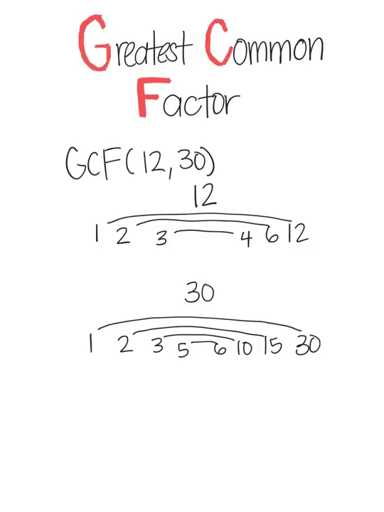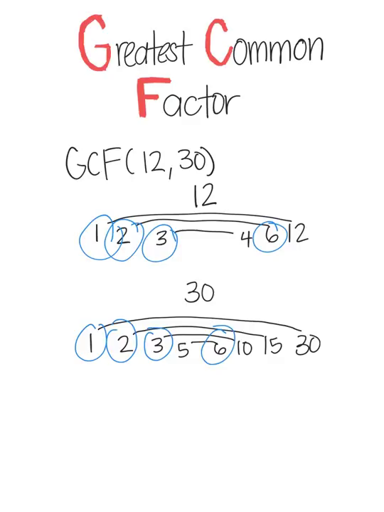So next, I found the factors. Now I'm going to think about what are the factors in common between these two numbers. Well, they both have 1, they both have 2, they both have 3, not 4, not 5, but yes to 6, not 10, 12, 15, 30. All right, those are all of the factors in common between 12 and 30.